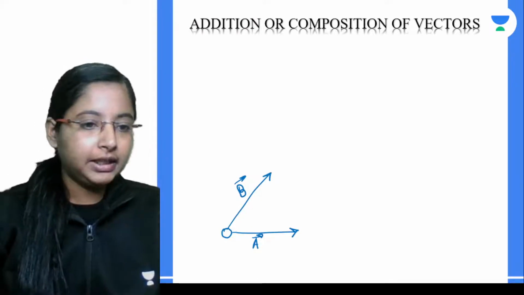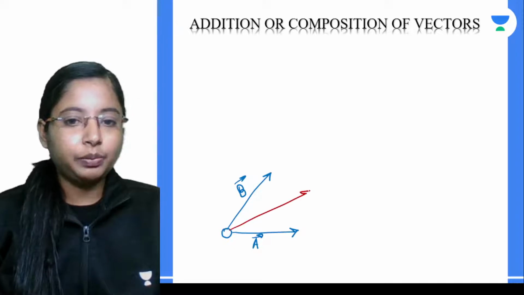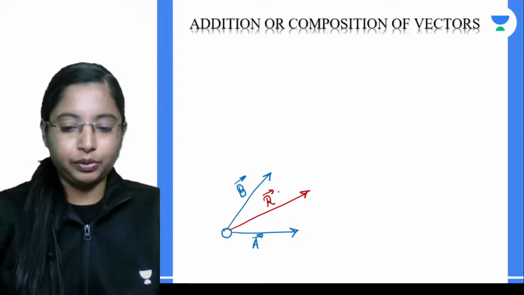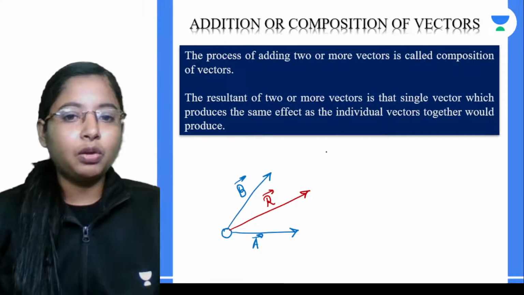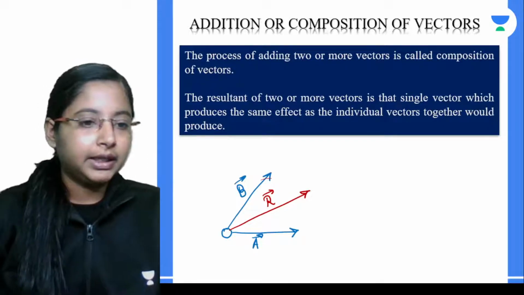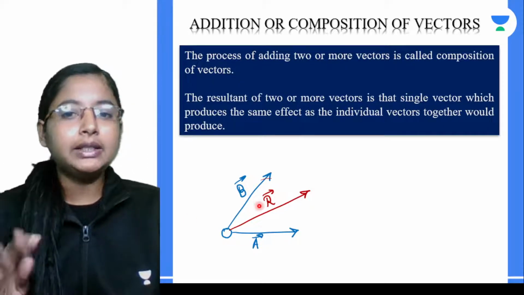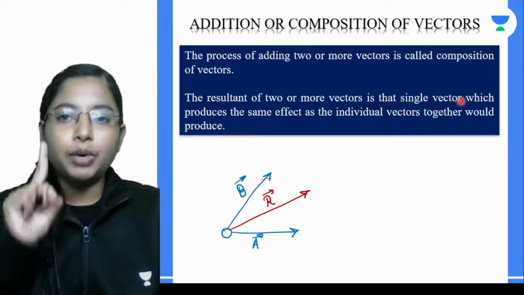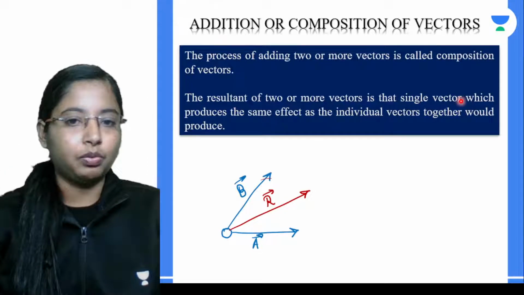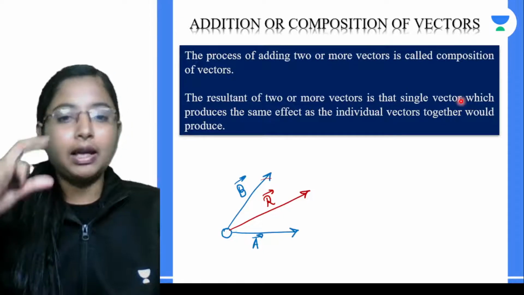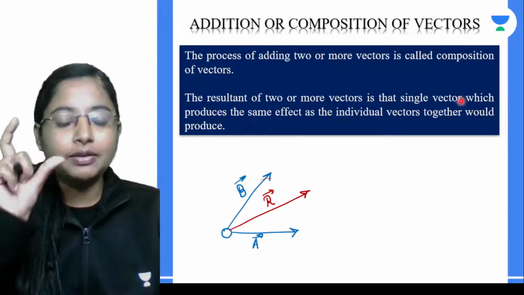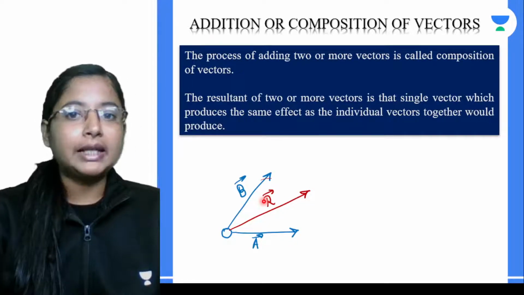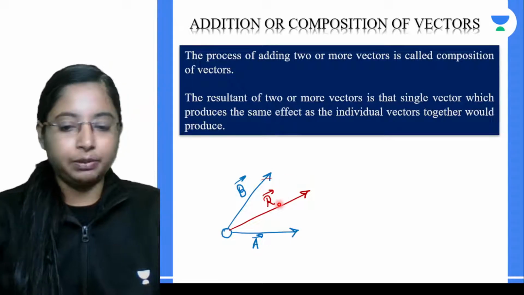Now if you add these two vectors, the effect of these two vectors is basically called the resultant vector. The resultant of two or more vectors is nothing but that single vector that is producing the same effect as the individual vectors when they are added together would produce. So there are two words: composition means the process of adding two or more vectors. Resultant: if you add two or more vectors, the final vector you're getting, we call it the resultant vector. Now this is about addition, and these two terms you will repeatedly see.